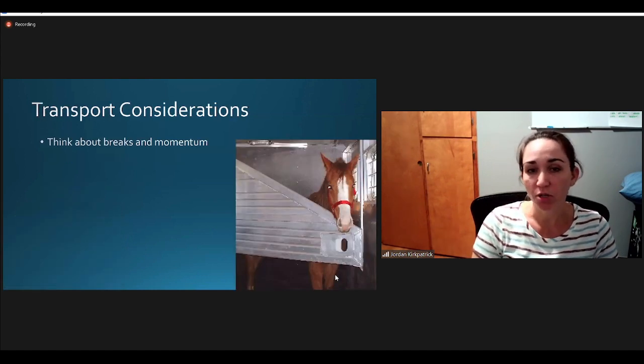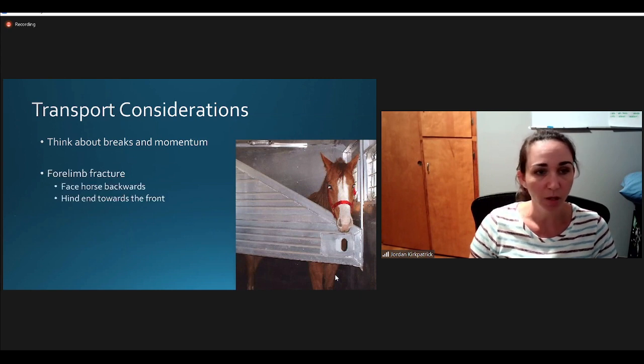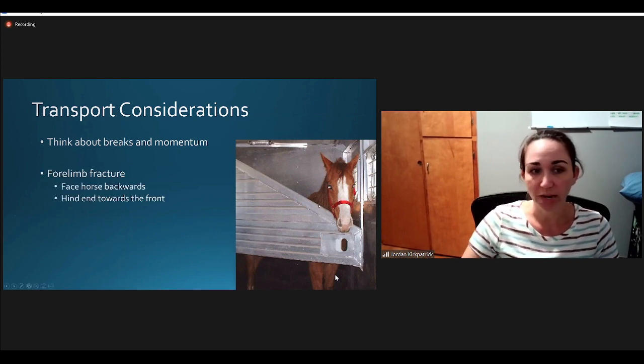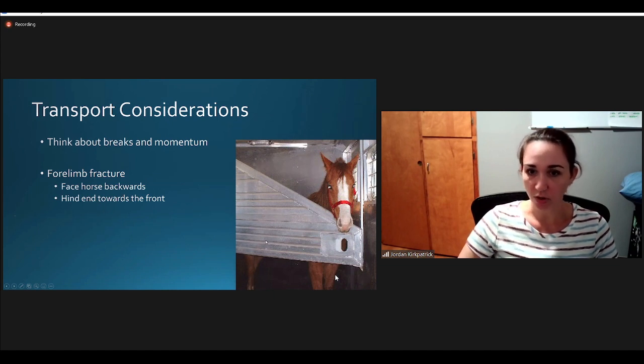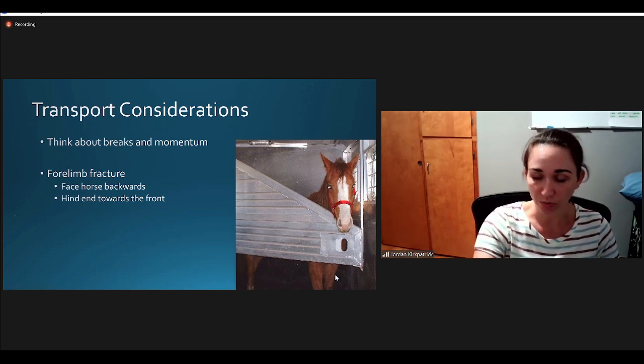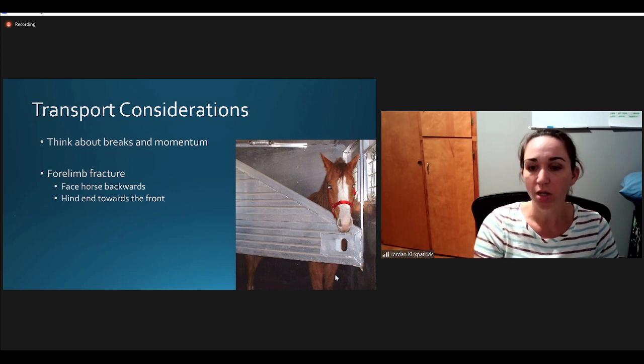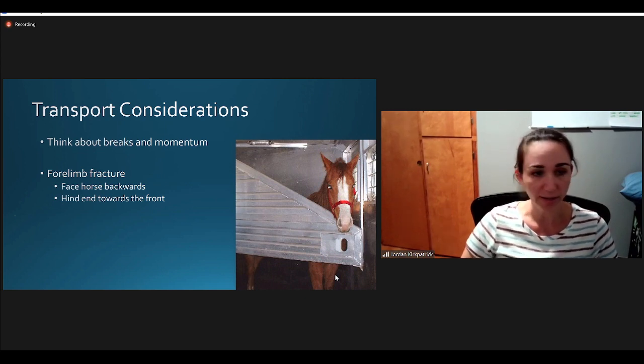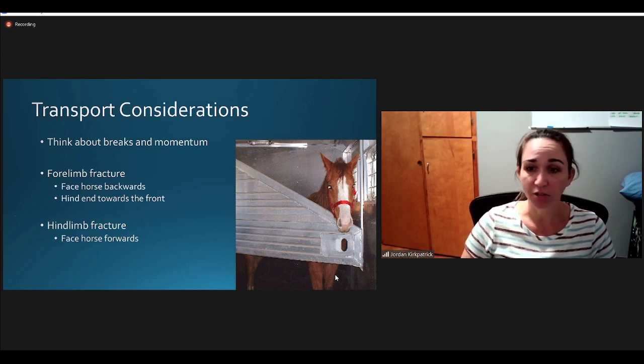For transportation of a horse with a fracture, whether standing or not, you want to think about brakes and momentum, and that matters with how you put them in the trailer. For forelimb fractures, you want the horse to face backwards with the hind end towards the front, because when you brake while driving, all the force goes forward before it comes back. That way the hind legs, which aren't fractured, can take the brunt of the decreased momentum that throws the weight forward, taking some of the horse's weight off the front leg. If it's a hind limb fracture, you reverse that and face the horse forwards, for the same reasons, to reduce the force on the fractured limb.